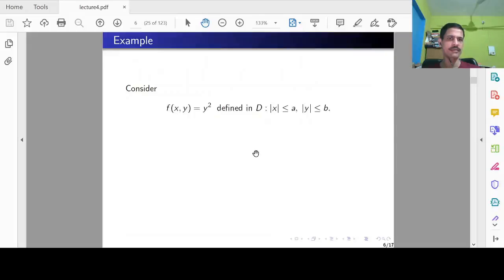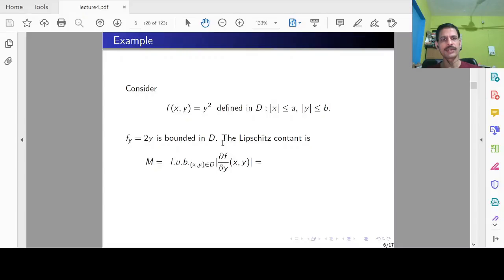We'll see an example now. If f of x comma y, where x and y are inside a rectangle, so modulus of x is less than a and modulus of y is less than b, this forms a closed rectangle. So if f of x comma y is defined to be equal to y square in the domain D, the domain D is that rectangle, then the partial derivative of f with respect to y is equal to 2y in the domain D, and this particular partial derivative is clearly bounded in the domain D.